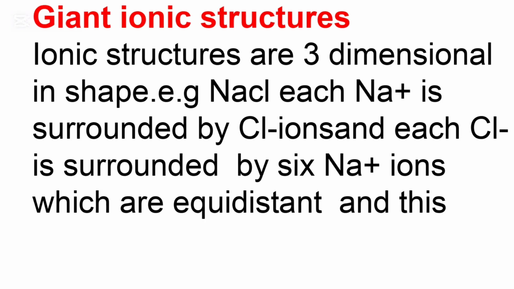The giant ionic structures. Earlier on we said that ionic bonding produces giant ionic structures. These structures are ionic in nature and they are 3-dimensional in shape. An example is sodium chloride. Each sodium ion is surrounded by 6 chloride ions, and each chloride ion is surrounded by 6 sodium ions, which are equidistant from each other. This leads to formation of a 3-dimensional structure.